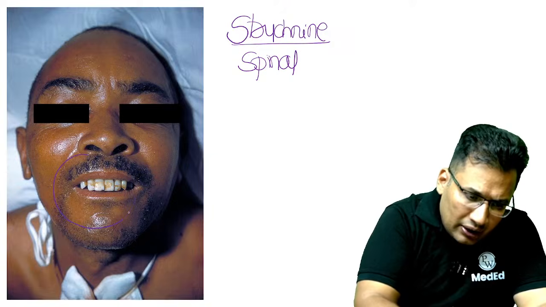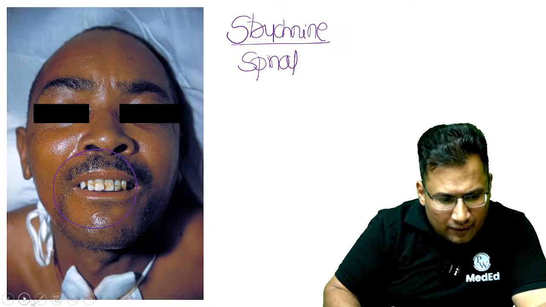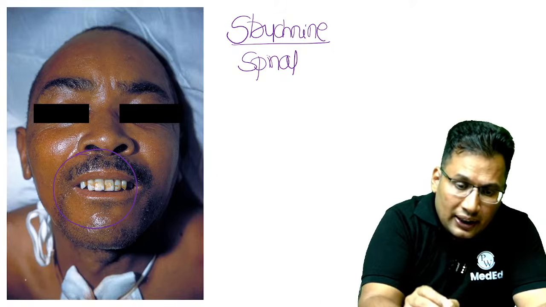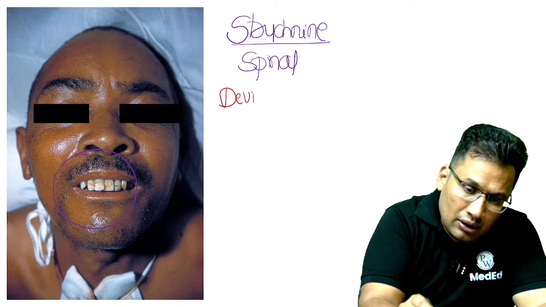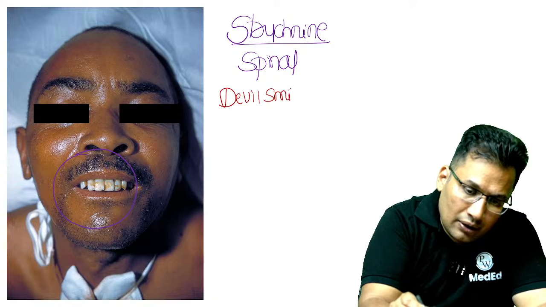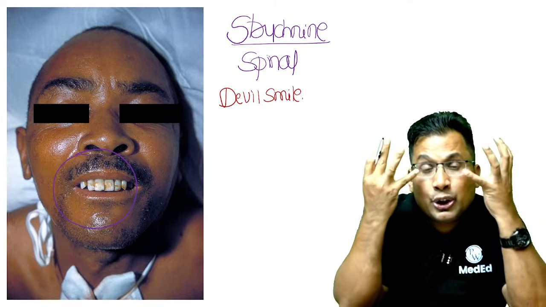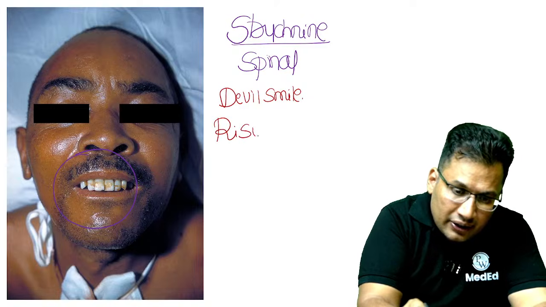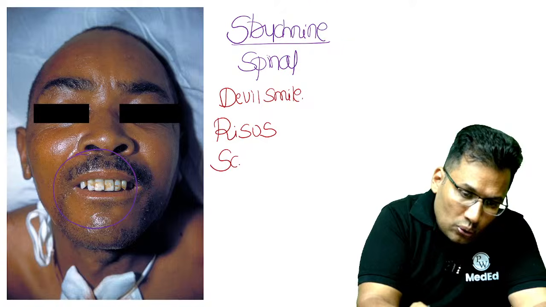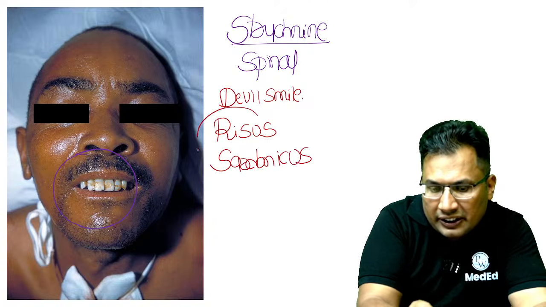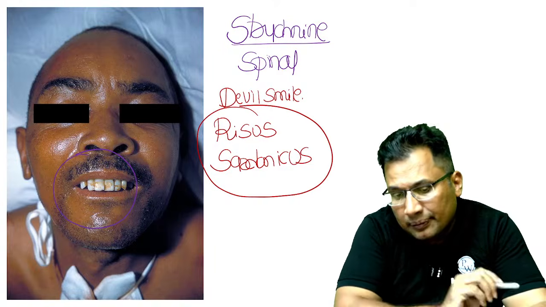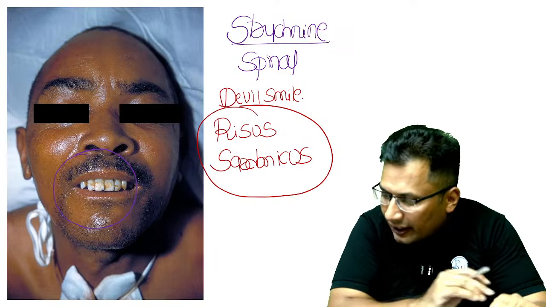What is this finding? This finding is also known as devil smile. इसको बोलते हैं devil smile, contraction of the facial muscle. ये है rhizus sardonicus. Rhizus sardonicus is a feature that can be seen in tetanus also. Point number 1, devil smile, devil in the body.